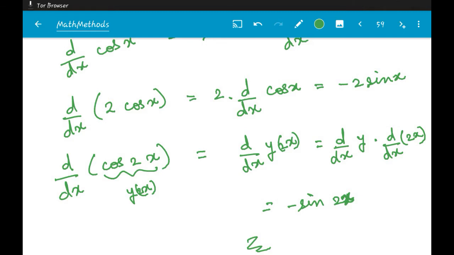So this will just give you minus sine 2x, and then d by dx of 2x would just give you 2, that's it. So finally you would get minus 2 sine 2x. Okay, so this would be your function.